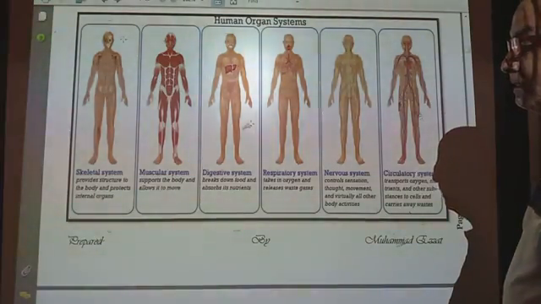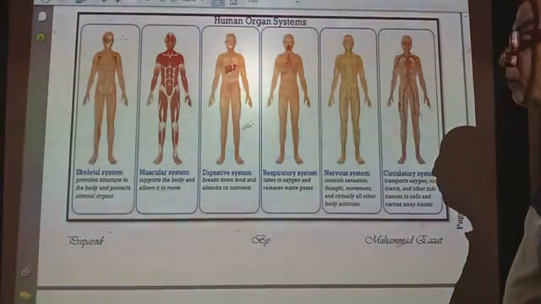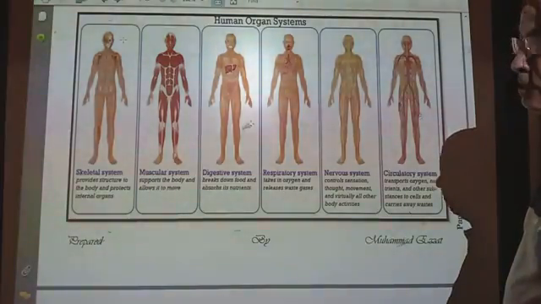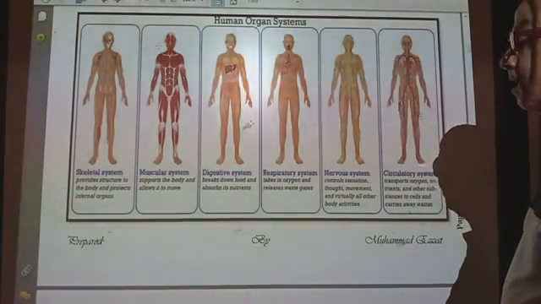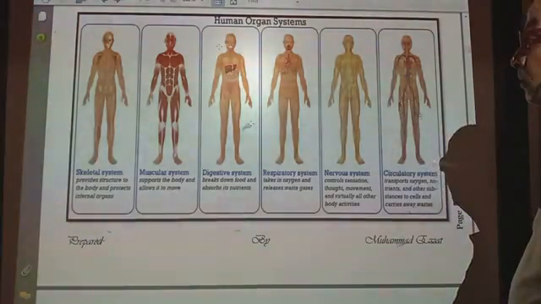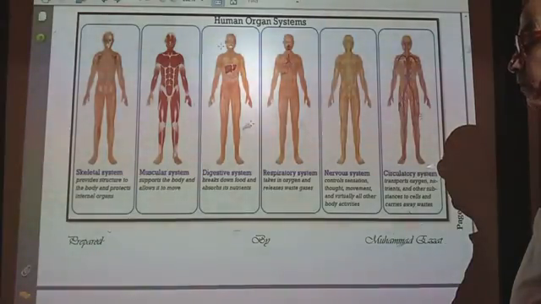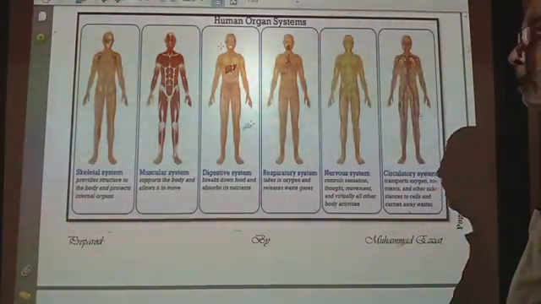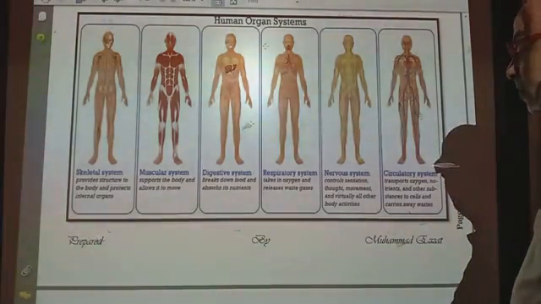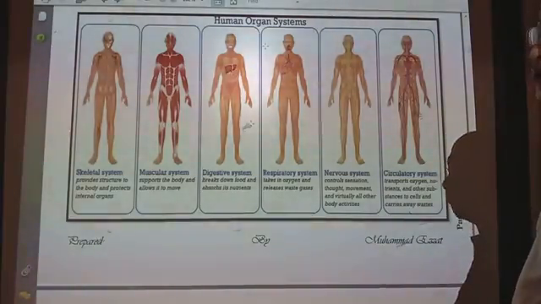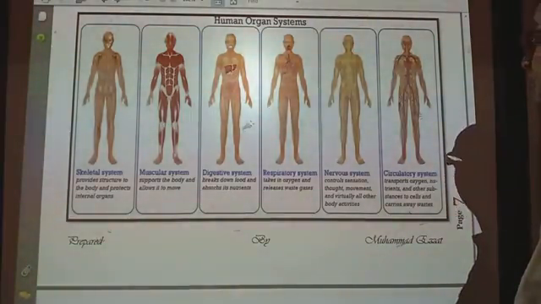Number one, the skeletal system is responsible for providing the body's structure, supporting the body, and shaping the body. The muscular system helps in body movement. Digestive system breaks down the food into small particles to be absorbed easily through the bloodstream. Number four, the respiratory system is responsible for taking in oxygen and giving out carbon dioxide.